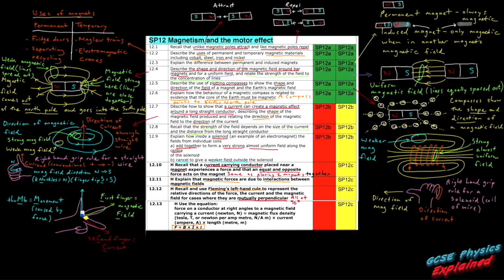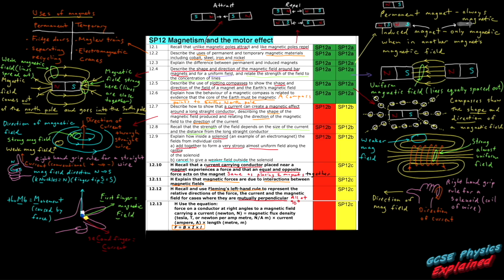Explain the difference between permanent and induced magnets. So a permanent magnet is always magnetic. Well, that's easy, isn't it? It's always got a magnetic field around it. But an induced magnet is only magnetic when in another magnet's magnetic field.